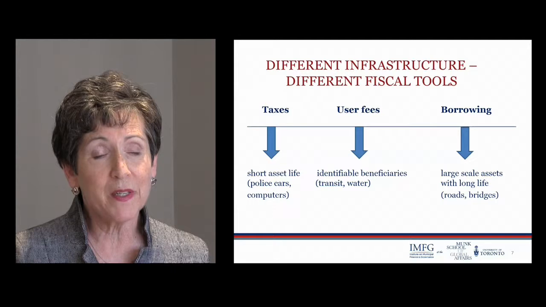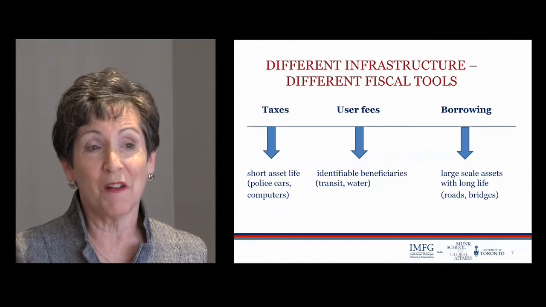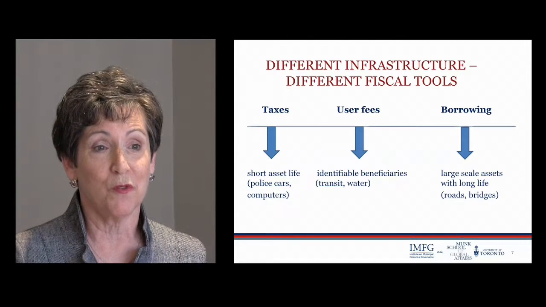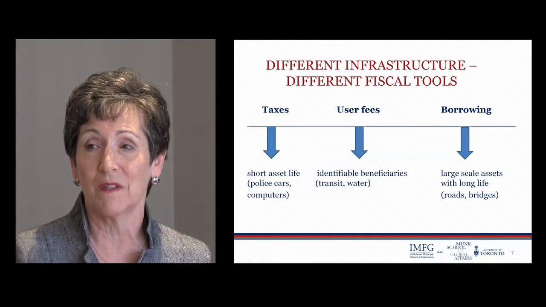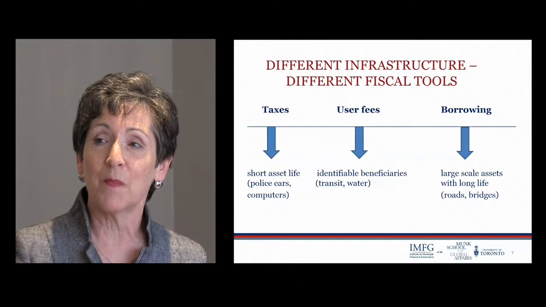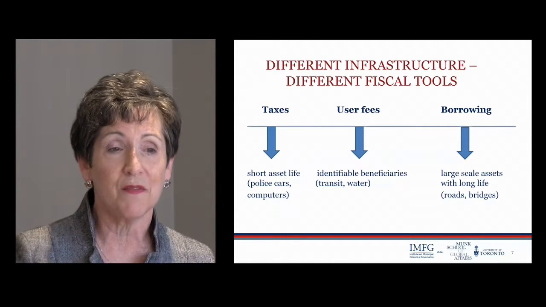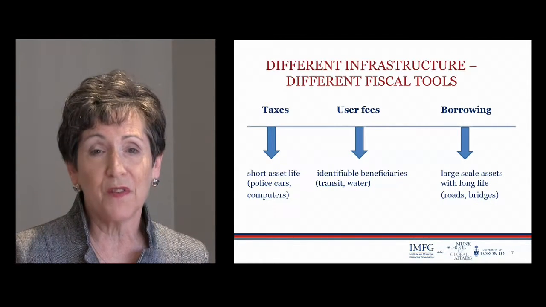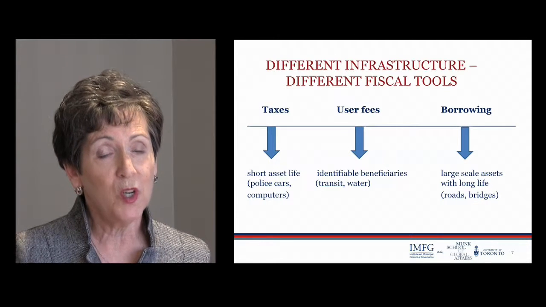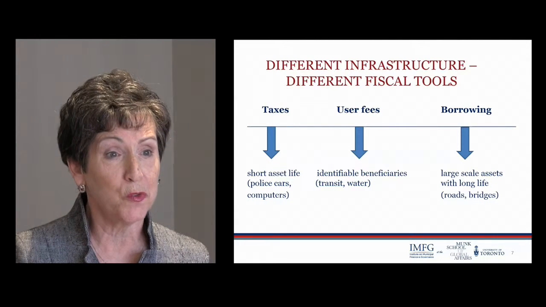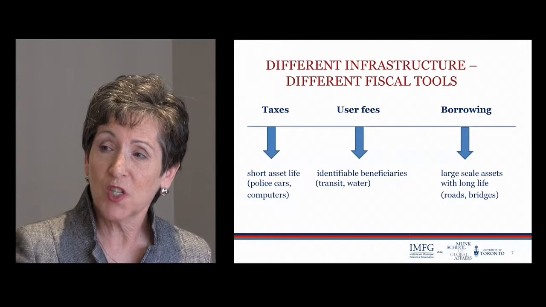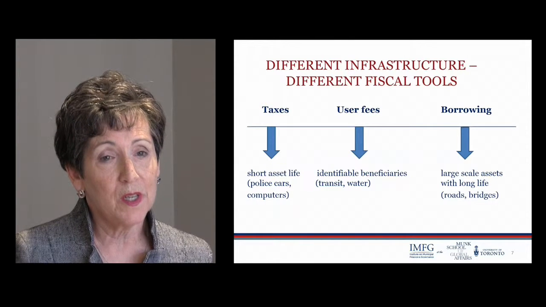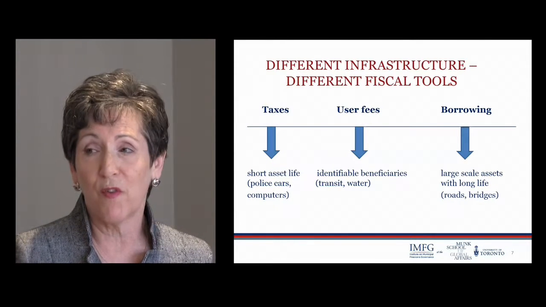Some of the larger expenditure items would mean a lot of taxes in any one year for that community. If you were building a bridge, for example, you couldn't put all of that on the tax in one year. But for those types of infrastructure that have a short asset life, taxes are an appropriate way to pay for them. Again, where we can identify the beneficiaries for things like transit and water, we can pay some of those capital costs through user fees. But for large-scale assets that have a long life, where we have trouble identifying the beneficiaries, borrowing is a good way to pay for those assets.